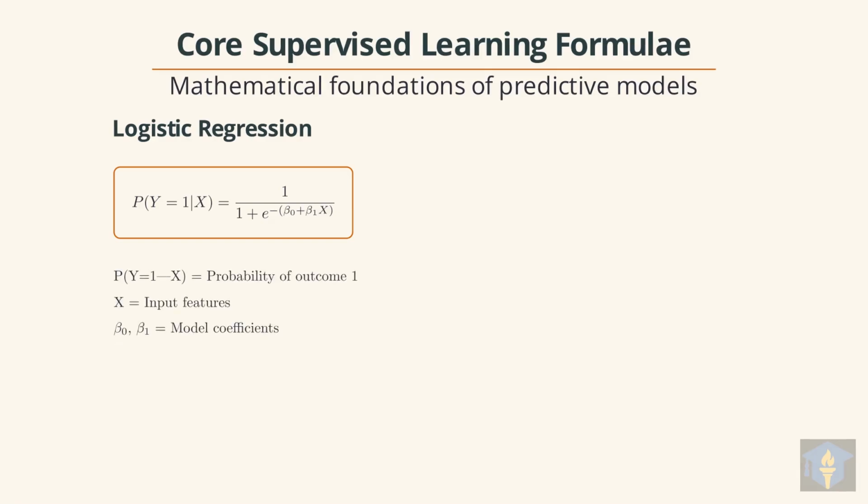Here, P(y=1|x) represents the probability of outcome 1, given our input features. X again denotes the input features, which are the variables we use to make our predictions. Beta naught and beta 1 are the model coefficients, which influence the shape of the logistic curve.